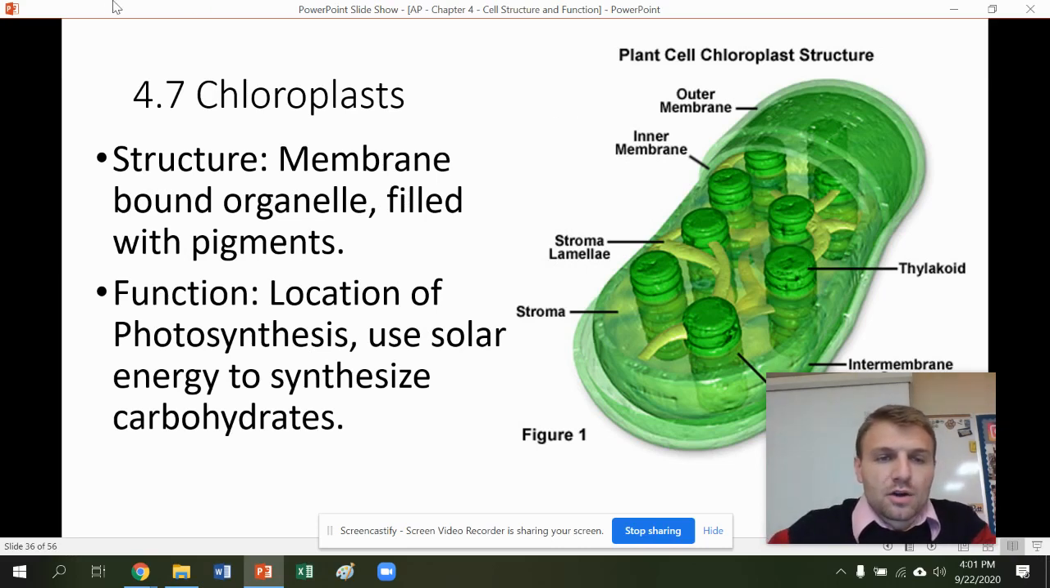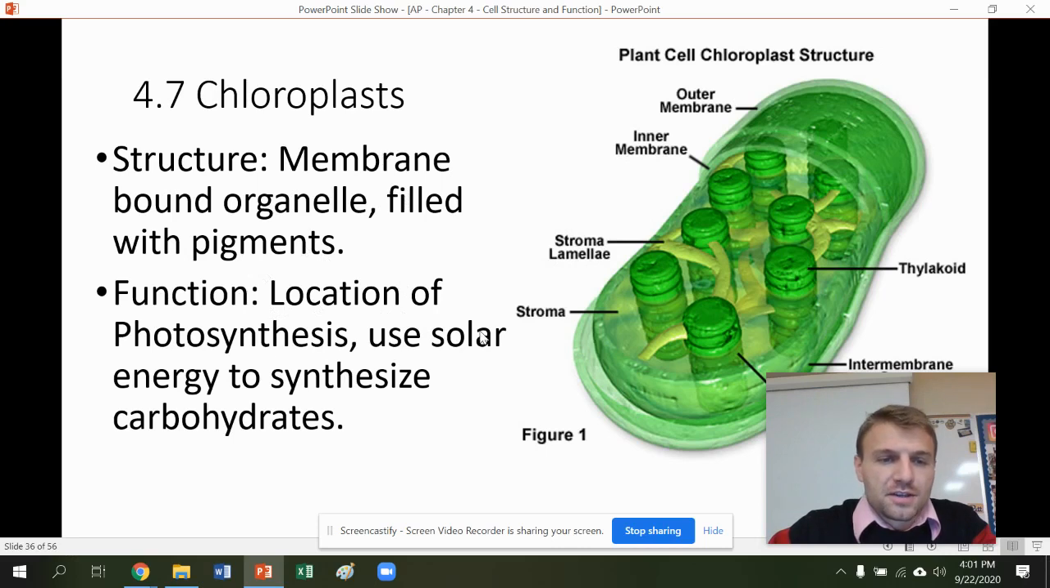So, chloroplasts have their own membrane. We talked about the endomembrane system, how they have that double membrane. And they're filled with tons of pigments. Now, pigments are going to be molecules that absorb light and transfer that energy to other molecules. We'll look at that more later on this year within photosynthesis again.